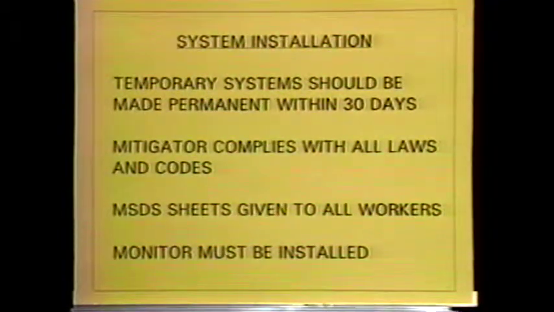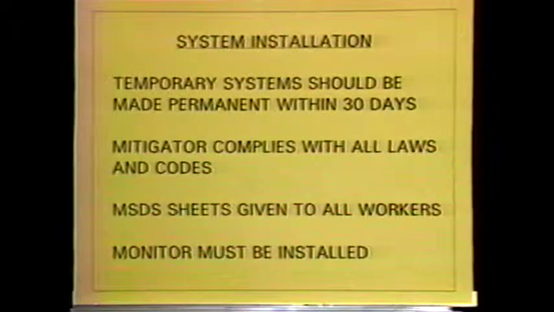Now, these MSDS sheets, these are the material safety data sheets. They're to be given to all workers, and what they are is a list of the known hazards of the different products that are being used in the mitigation. Again, suppose you're using a caulking compound that should not touch your fingers, and if it does, it should be washed off in some way. That kind of information would be listed on these MSDS sheets, and that kind of information is to be given to every worker.